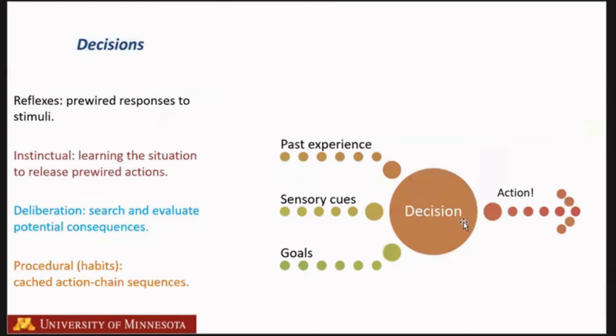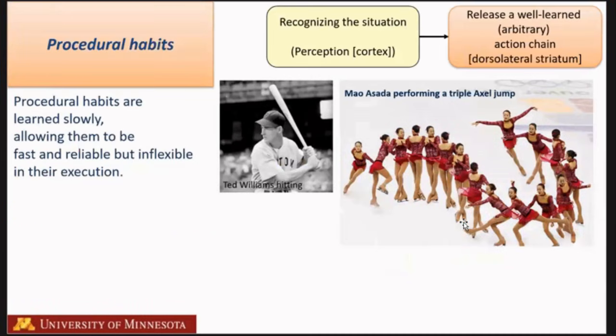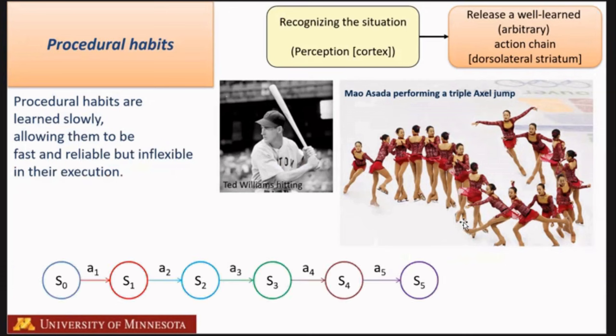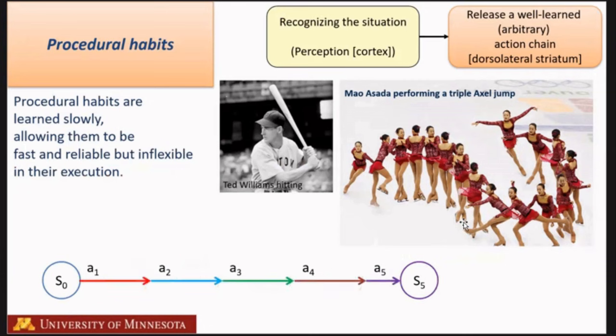The problem with this circuit, with this system, with deliberation, is that it's slow. And so if you're gonna do something fast, like hit a baseball or land a triple axle jump, if you want fast or reliable, you've got to have a different system. And this we call the procedural system, which is based on cortical perception and then releasing a well-practiced action in the dorsolateral striatum. And what this system is basically doing is taking a sequence of state action pairs and turning it into an action chain.